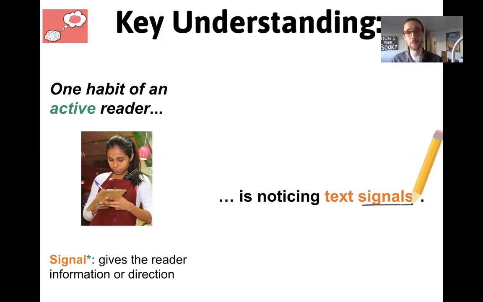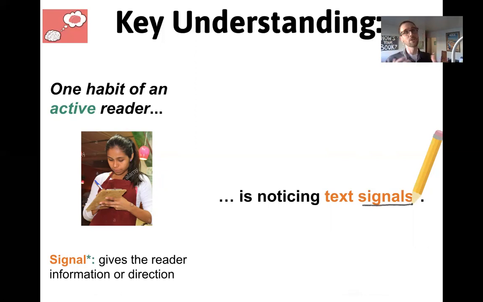Now, if that sounds a little bit like context clues, it is. A signal or a text signal is a specific kind of context clue. And that's why we're giving this text signal video after our context clues video, because we're taking that general skill of noticing context and we're getting even more targeted in noticing things like signals.